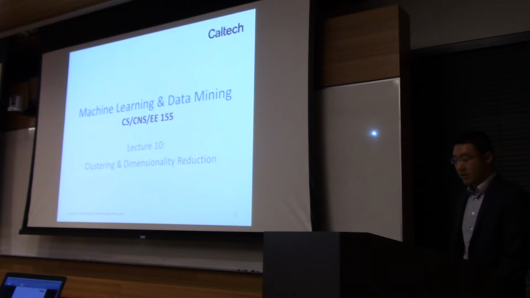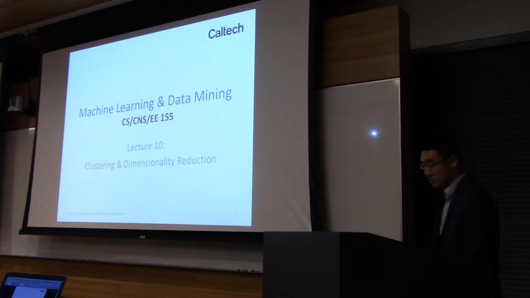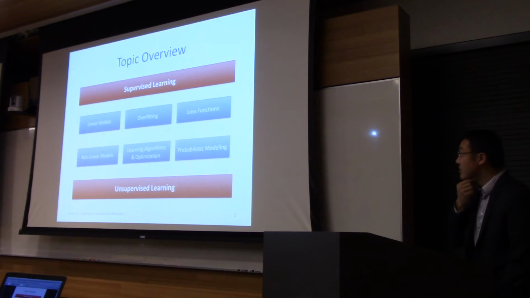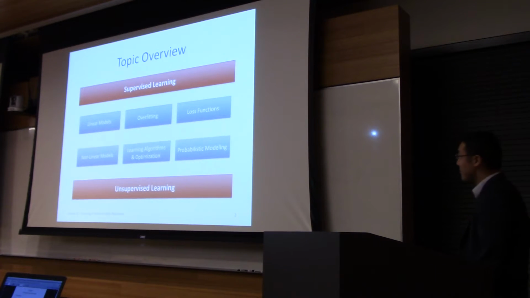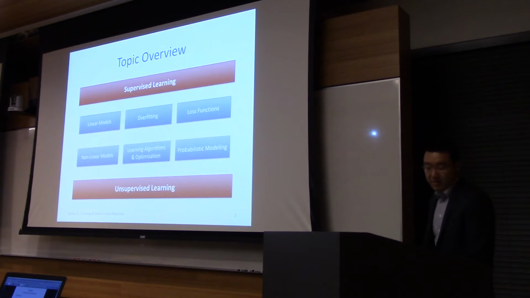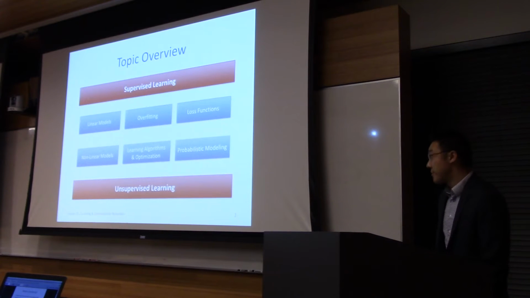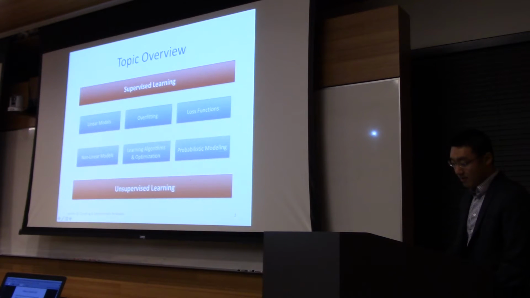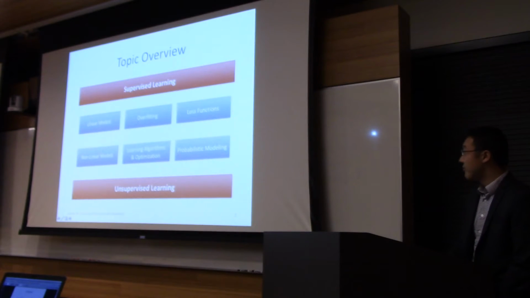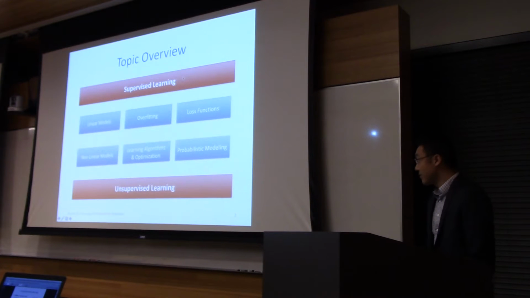Today we'll be talking about clustering and dimensionality reduction and more generally about unsupervised learning. So just a quick recap of the way we can think about breaking down topics in this class. We've spent basically all the class thus far on supervised learning and things related to supervised learning. Of course, a lot of these concepts can be applied to both supervised and unsupervised learning. But we've looked at all of these concepts, with the exception of probabilistic modeling, in the context of supervised learning.